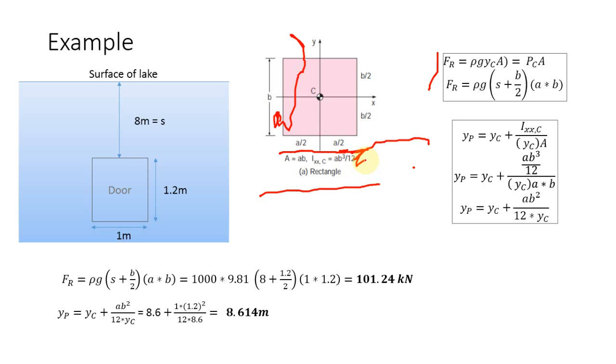And also how you can use it for different specific cases. So accordingly, we can again calculate the resultant force. Here what was it? rho g yc times area, we said, the resultant force, where yc is the point from the surface of the lake down to the centroid of the door.